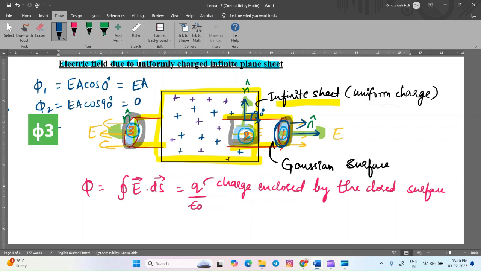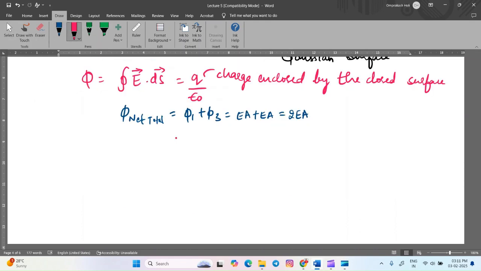Phi 3 is acting in this direction, that is, the electric field intensity is acting in this direction and the normal is also acting in this direction, which is EA into cos 0, which is EA. So the net electric flux is equal to phi 1 plus phi 3, which is EA plus EA, which is 2EA. By Gauss law, we know that phi is equal to q by epsilon naught, which is equal to 2EA.